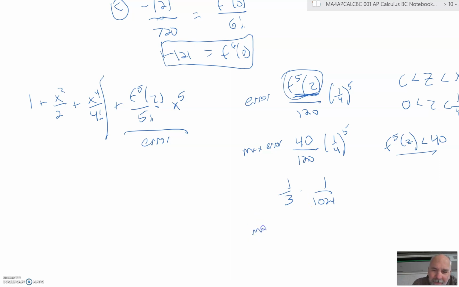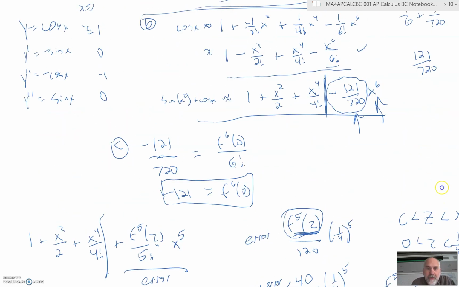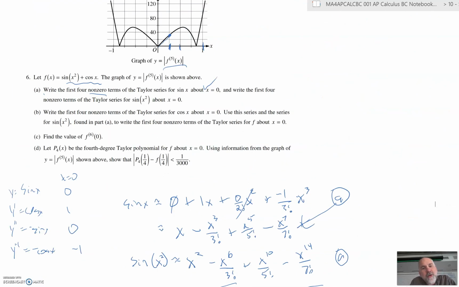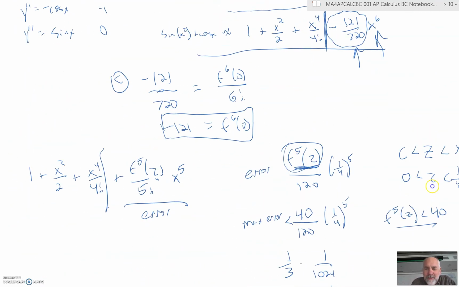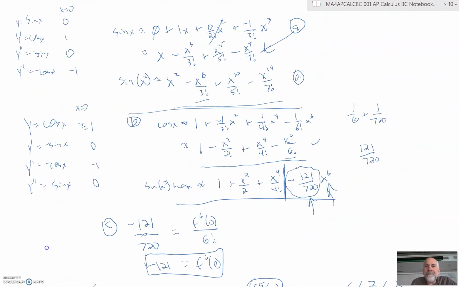So the max error actually has to be less than 1 over 3072. Or I should say that the error is definitely going to be less than 1 over 3072, and they asked us to show that it was less than 1 over 3,000. Check over, and all right, so what did this problem show? 12.5. Okay, I'm doing pretty good.